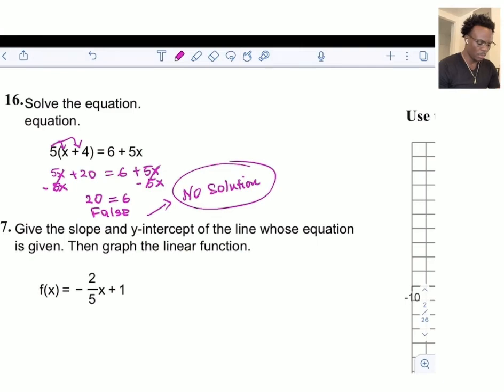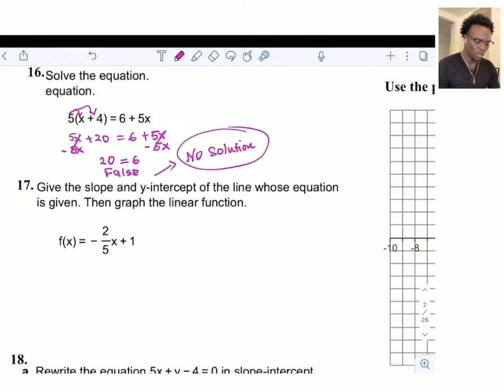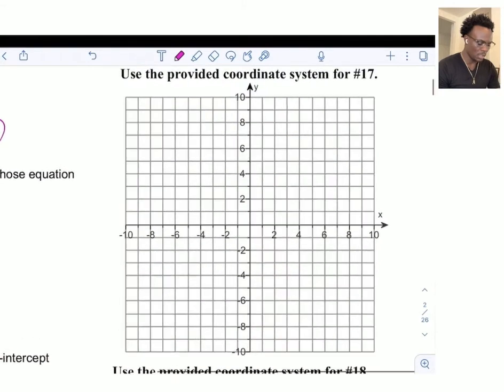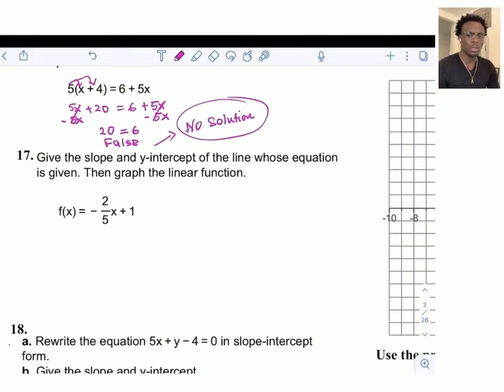Number 17. For number 17, we're going to use this coordinate system to graph. What they ask me, they say given the slope and the y-intercept of the line whose equation is this, graph the linear equation. We have the opportunity to have this line in slope-intercept form.